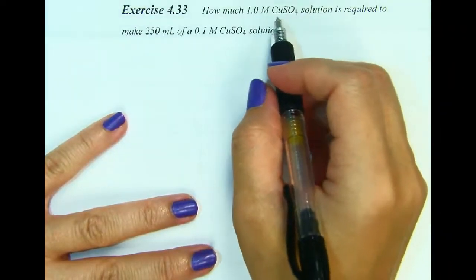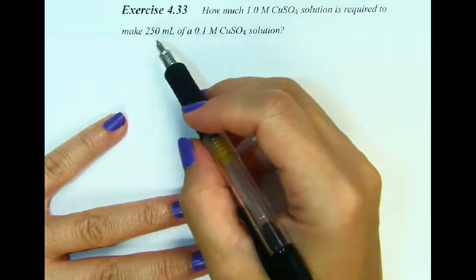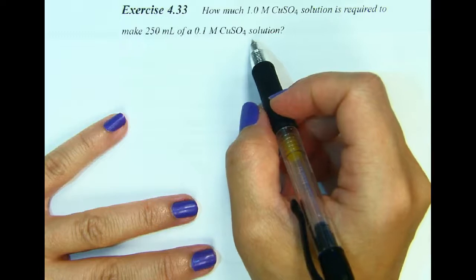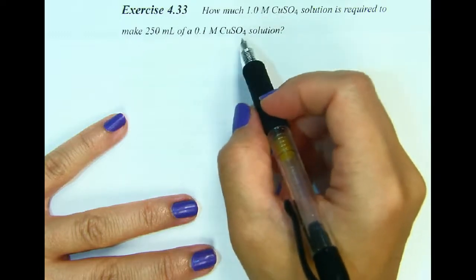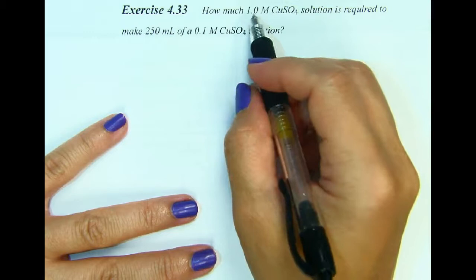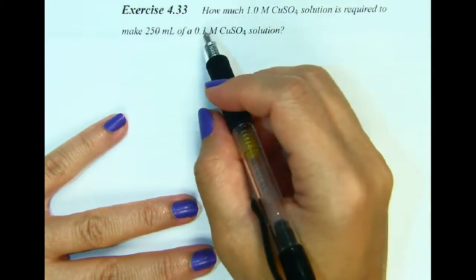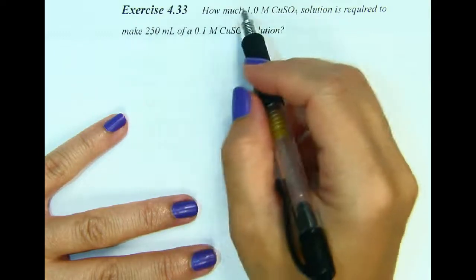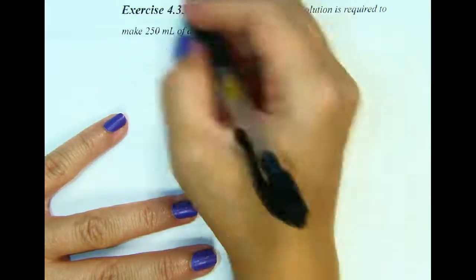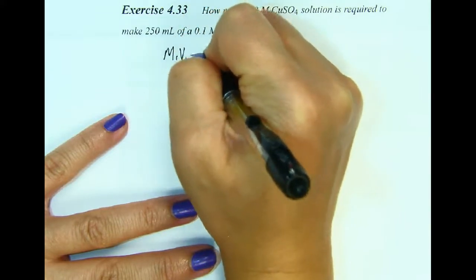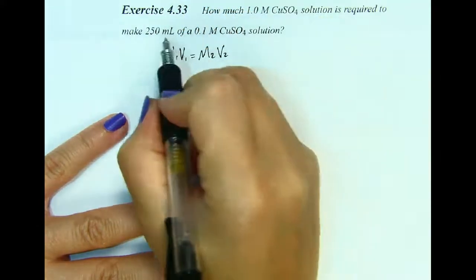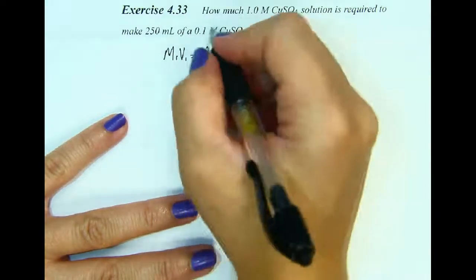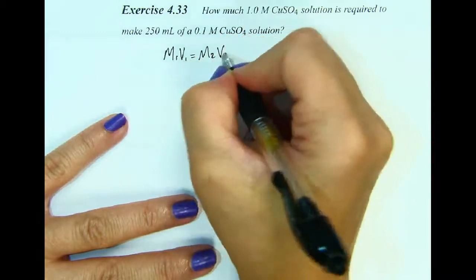How much 1 molar copper sulfate solution is required to make 250 milliliters of a 0.1 molar copper sulfate solution? And what you should notice is you have 2 different molarities of the same solution. So one of them is more concentrated and the other one is more diluted, which is how you know this is a dilution problem. And so they each must have 2 different volumes. So we can use our equation M1V1 equals M2V2.